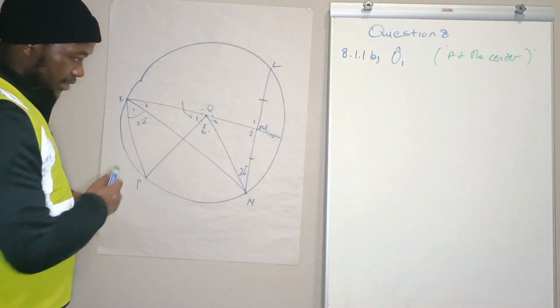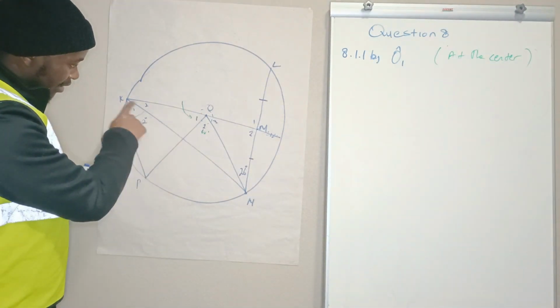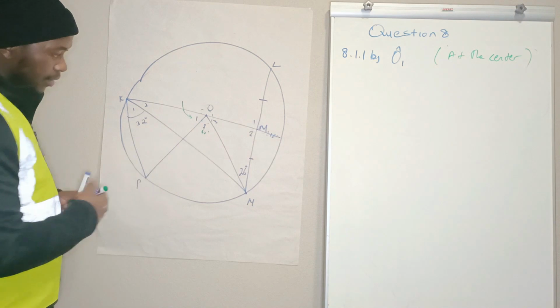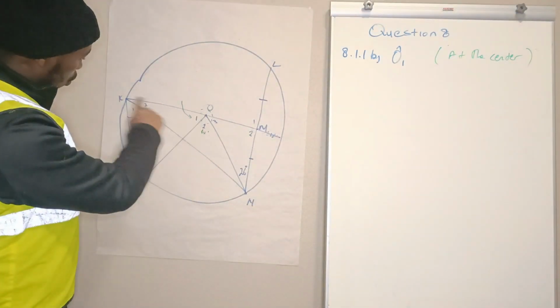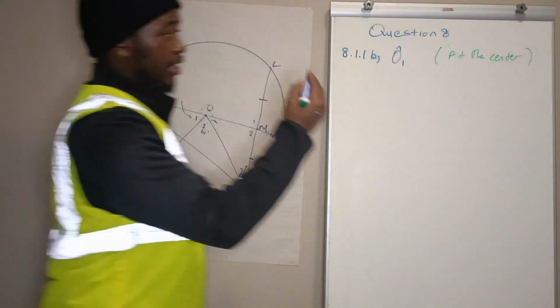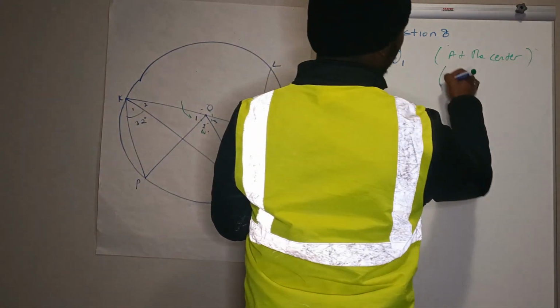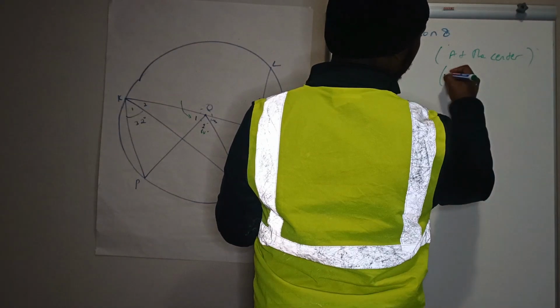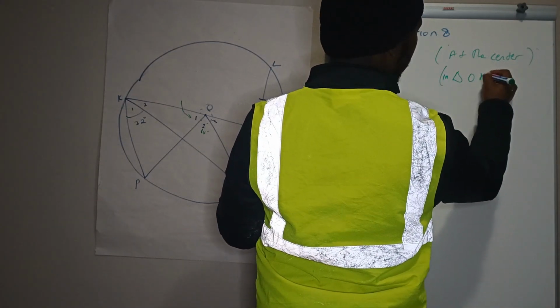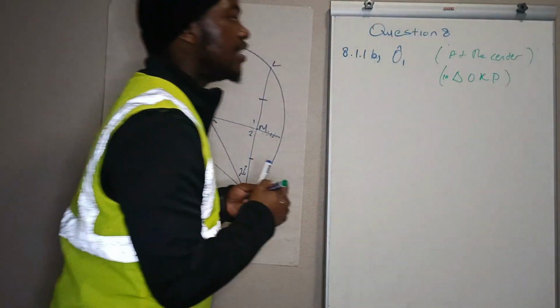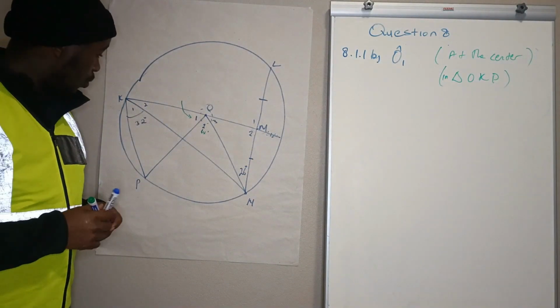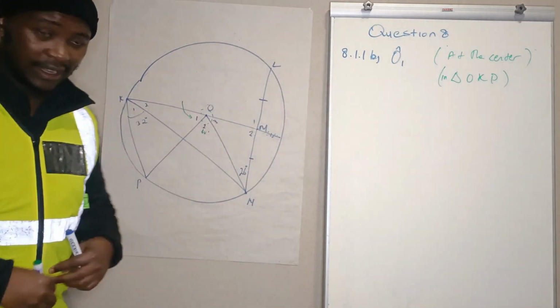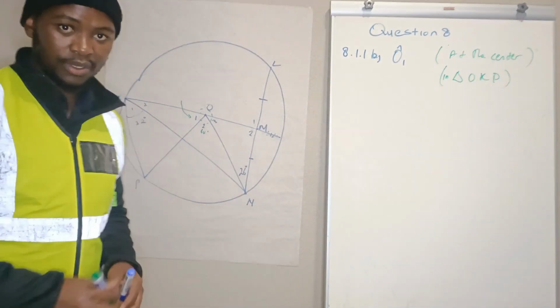This angle is in this triangle. There's a triangle now here. The angle is in this triangle OKP. So it's also in a triangle, in OKP. What is special about triangle OKP? Do we have angles in there? What is special about that?